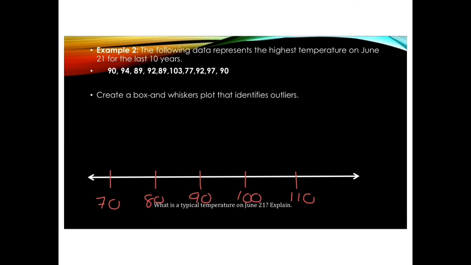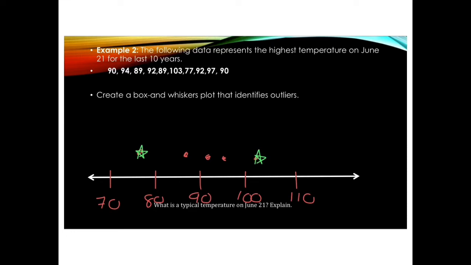Okay, so I went ahead and set up our number line. Now I'm going to go ahead and put a dot for our original 5-number summary. We had a dot at 77. We had a dot at 89, a dot at 91, another number at 94, and then finally 103. Now the 77 and 103 ended up being outliers. So what we're going to end up doing is we're going to make that a star to show they were in fact outliers.